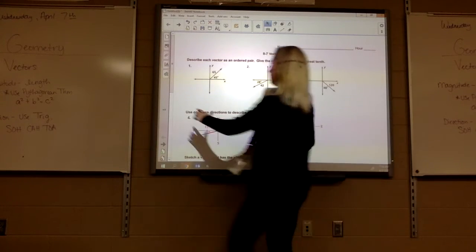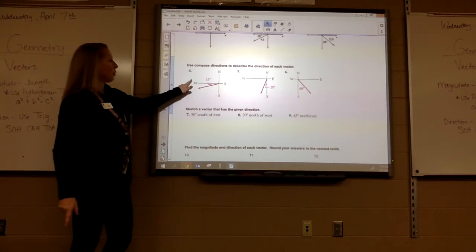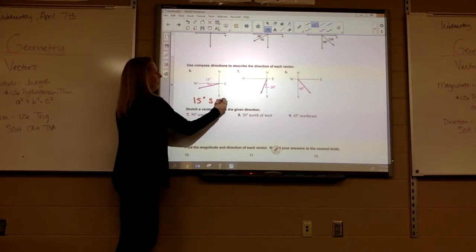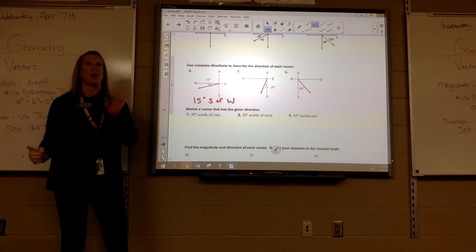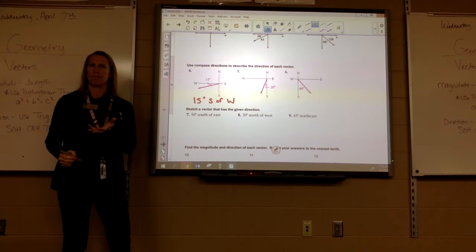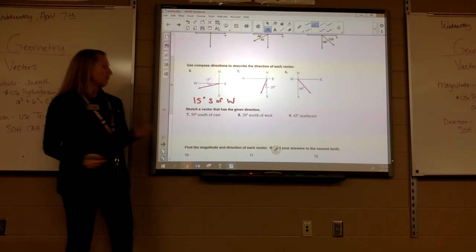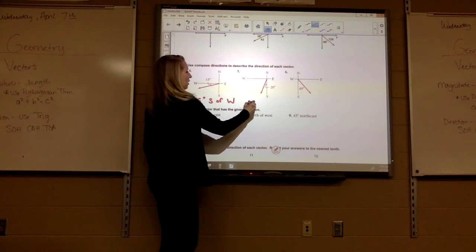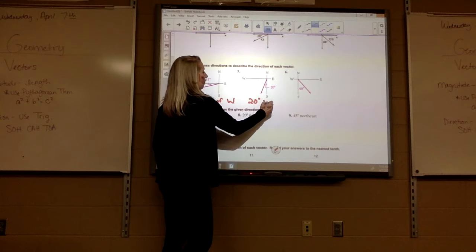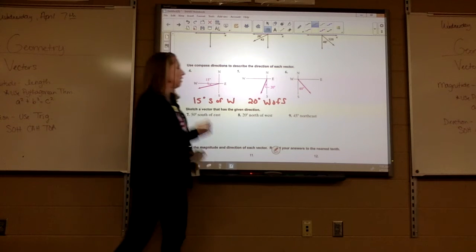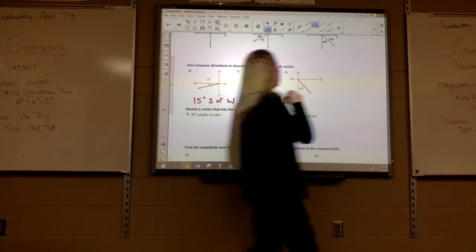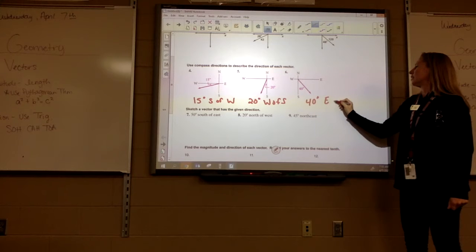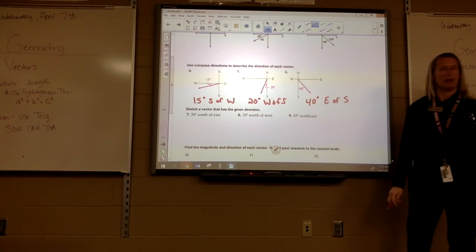So how do you feel about number 4? What would number 4 be? South of west. Did you guys know that south of west is the same as southwest? Yeah. We just normally don't say west like, south. Right, yeah. Okay, so what about number 5? What would that be? 20 degrees west of south. And then 40 degrees east of south. Okay, not so bad, not so bad.